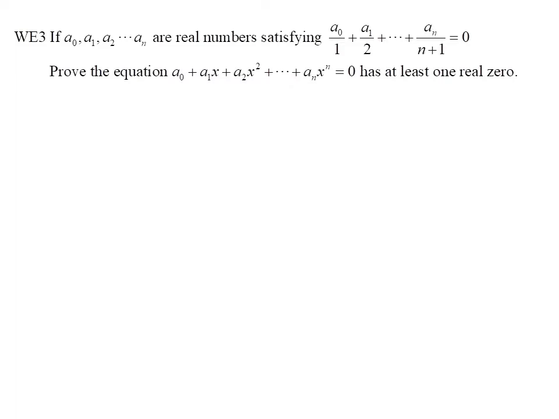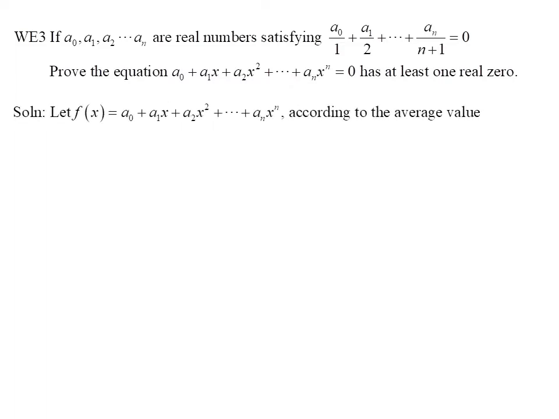We start to let f of x equals the polynomial a0 plus a1x plus a2x squared plus all the way up to an x to the n. According to the definition of the average value of a function over a closed interval, the integral from 0 to 1 of f of x dx equals f of c times 1 minus 0, in parentheses, which equals f of c, where c is the value in the closed interval from 0 to 1, and f of c is the function average value over the closed interval from 0 to 1.